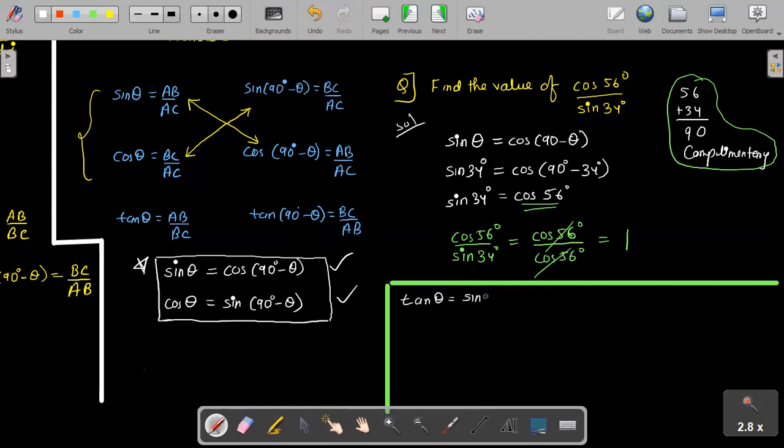Tan theta is actually sin theta upon cos theta. Sin theta I can also write as cos 90 minus theta, correct? And cos theta I can also write as sin 90 minus theta.